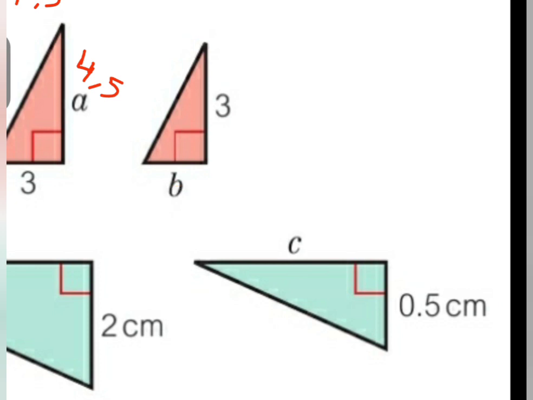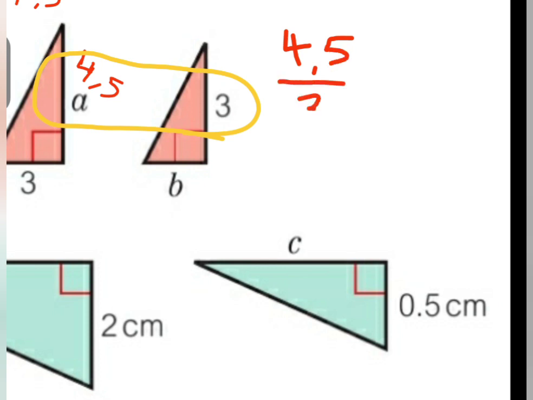Now, I can't use 3 because I don't know B. And I'm trying to find B. So what do I do? I use the other sides, which is this one and this one, 4.5 and 3. So I divide 4.5 on 3 to find the scale factor of enlargement. 4.5 divided by 3, you can do it with a calculator. The answer will be 1.5.